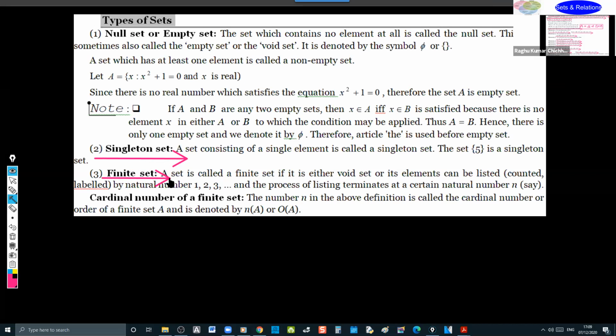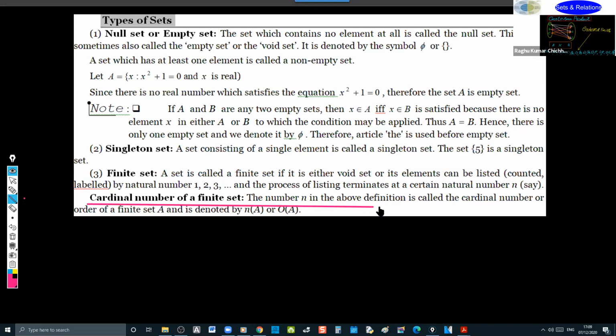The set consisting of only one element is called a singleton set. The set 5 is a singleton set. It is the set of 5. Finite set, infinite set, just now we have seen. I don't want to extend it. Now, similarly, cardinal number of a finite set. What does it mean? Cardinal number means if you count the number of elements in the set, that is nothing but the cardinal number.